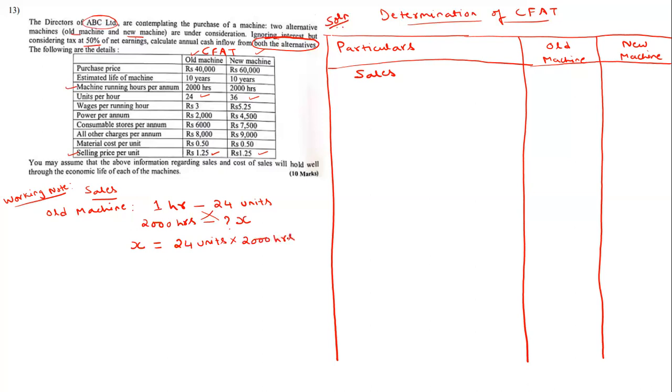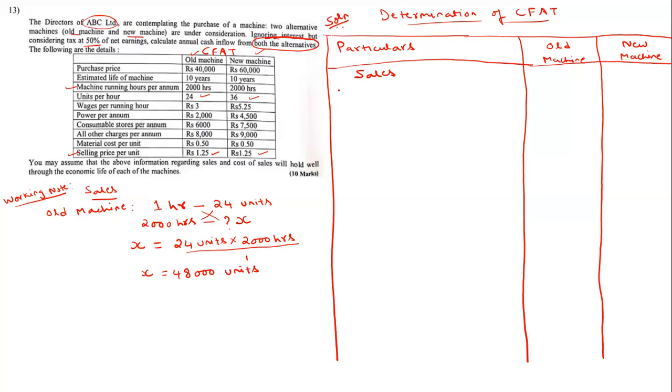It's a cross multiplication, right? Cross multiplication and divided by 1. Anyway, it's okay. Now, for the old machine, you can say 24 into 2000 hours. 24 into 2 is 48. Therefore, you can say 48,000 units. Fantastic. This is how we get the units for the old machine.